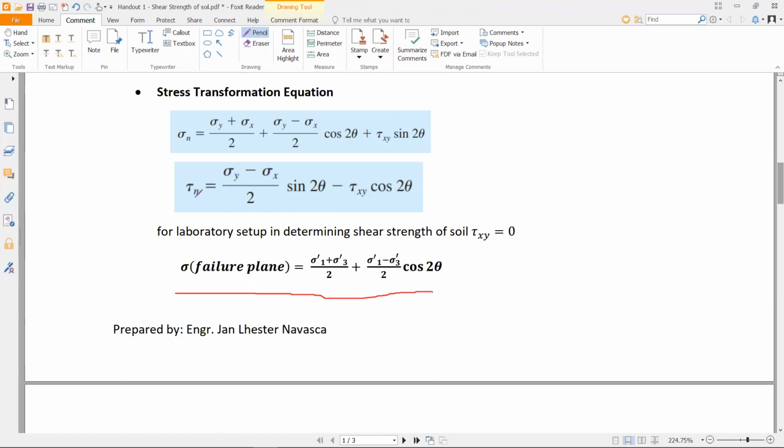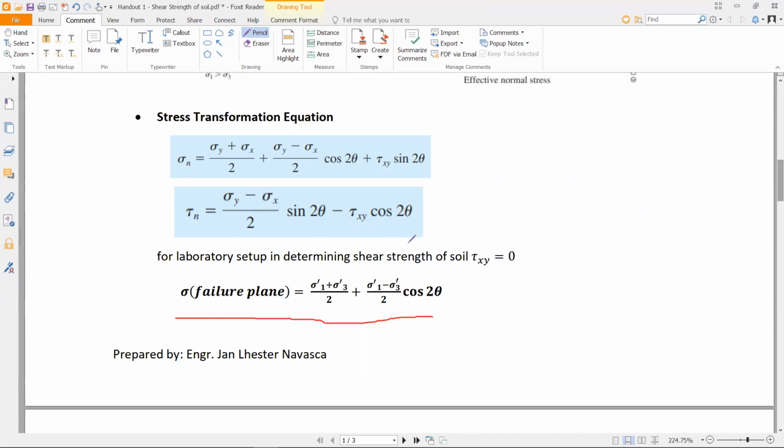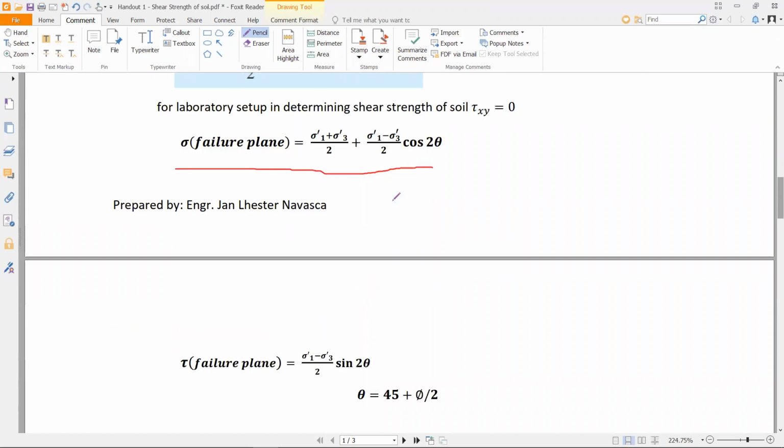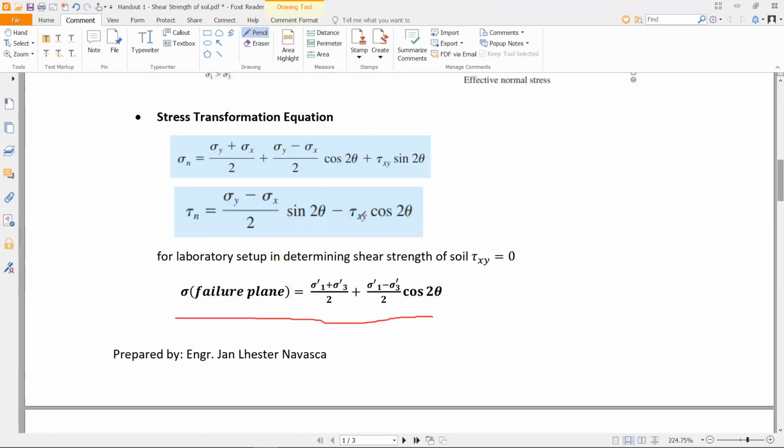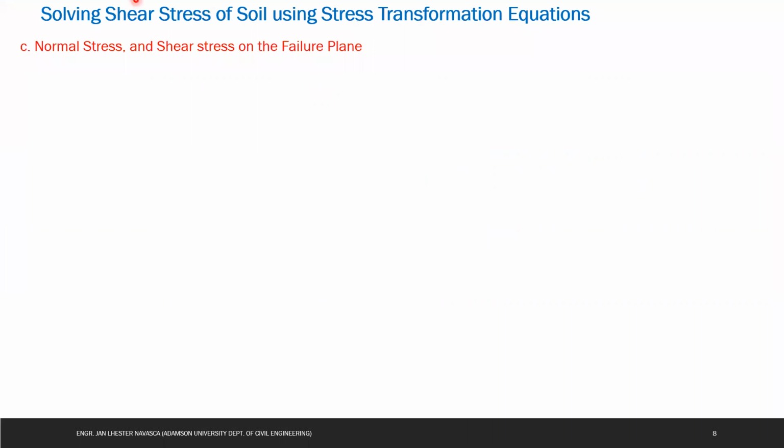And the same for tau sub n. Since tau sub xy is 0, this also becomes 0. Therefore, your tau at the failure plane is given by this equation. So the terms with tau xy just disappeared. Okay, so going back to our problem.